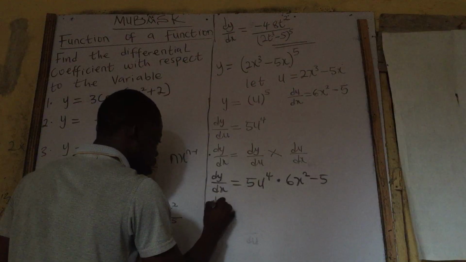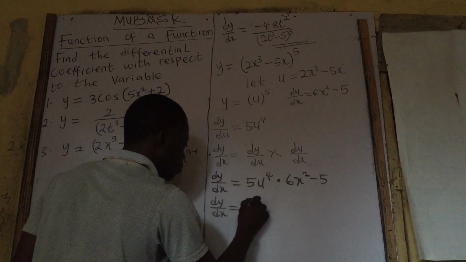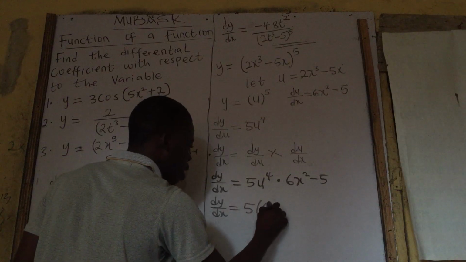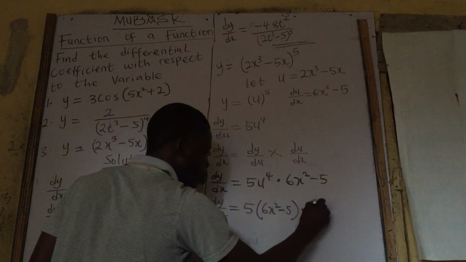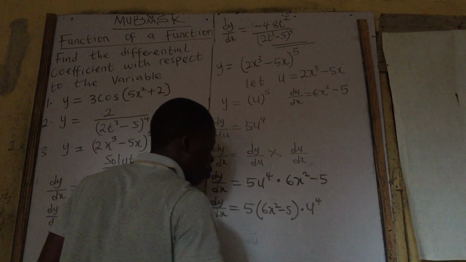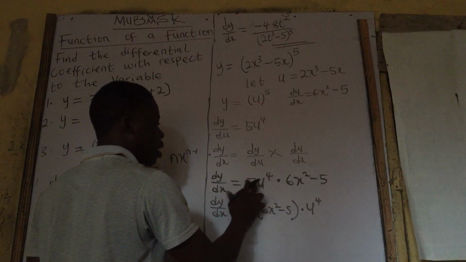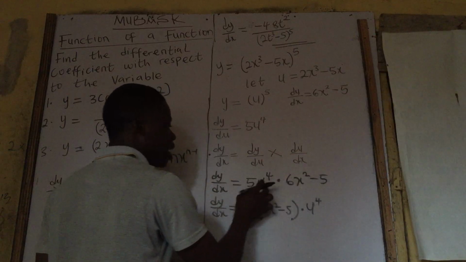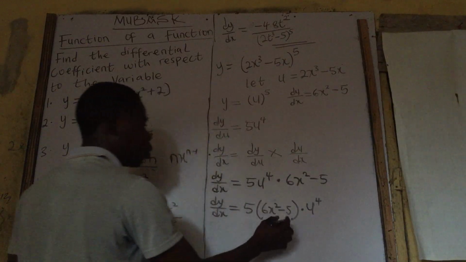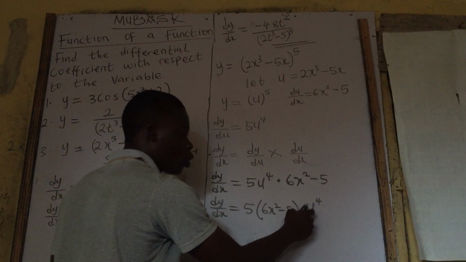Now dy over dx equals what? 5 open bracket 6x squared minus 5 close bracket multiplied by u raised to power 4, because we use this 5 to multiply 6x squared minus 5. That is why I rearrange it, but we let our function be equal to u.